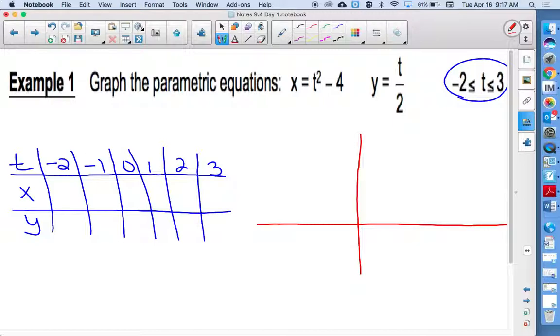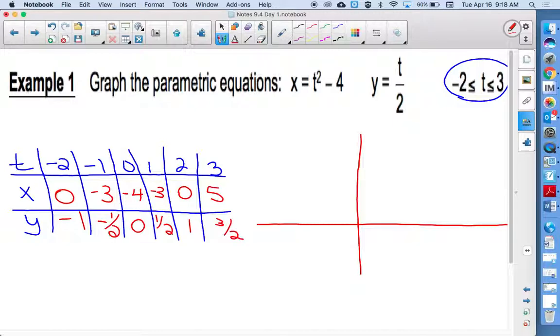Sean, what did you get when you plugged in a -2? For which one? X and y. I got 0 and -3. How about when you plugged in a -1? -3 and -1. Plugging in 0, -4 and 0. A 1, -3 and 1. Positive 1/2 or negative 1/2? Positive. And then when you plug in a 2? 0 and 1. And then a 3. 5 and 3. Any questions?